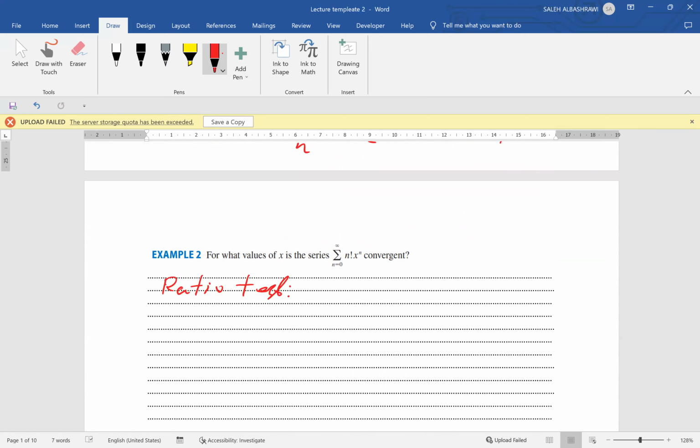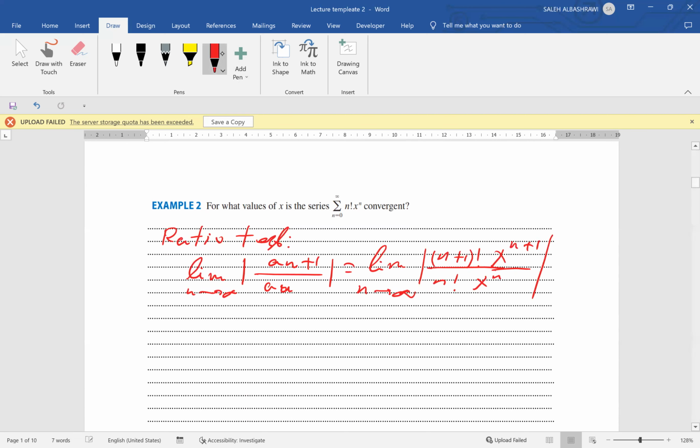so I have limit of the ratio of the (n plus 1)th term to the nth term as n goes to infinity, which is equal to the limit of n plus 1 factorial multiplied by x to power n plus 1 divided by n factorial x to power n, as n goes to infinity.